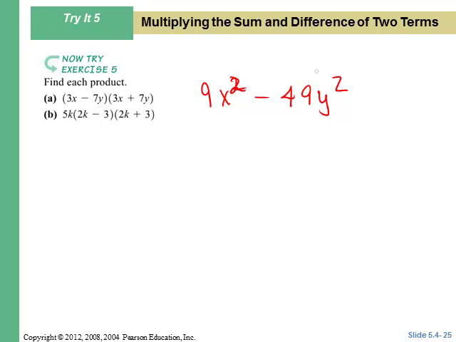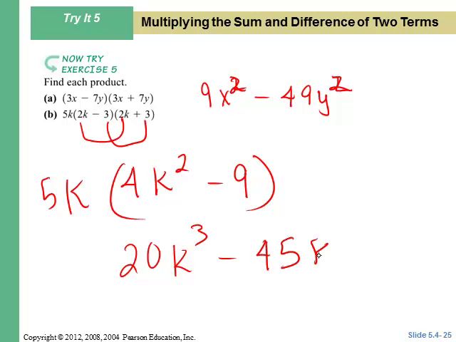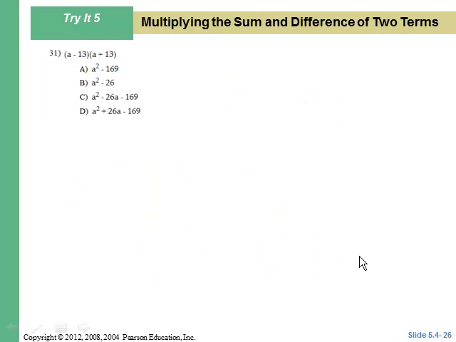That's supposed to be a 2. It looks kind of like a z, doesn't it? This, let's do this part here first, and we get 4k squared minus 9. And then we're going to multiply that by 5k, and we get 20k cubed minus 45k when we get done multiplying it out. A minus 13 times a plus 13 is a squared minus 169.